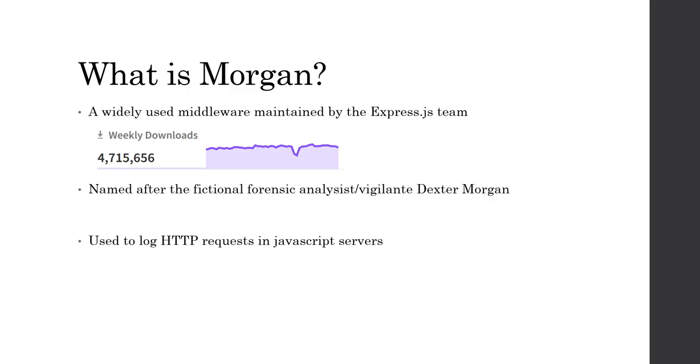It's very popular, as you can see here, with a lot of weekly downloads. It's named after the fictional forensic analyst and vigilante Dexter Morgan from the Dexter Show, and it is used to log HTTP requests in JavaScript servers. And I guess the idea is that you're logging clues to use, just like the character looks at clues to figure out who to kill.